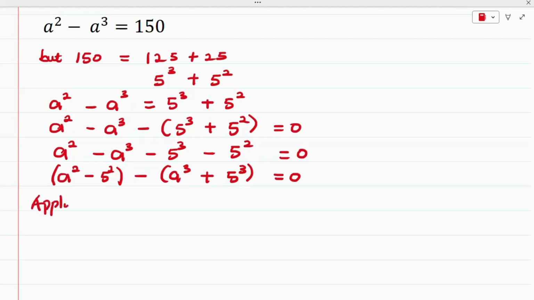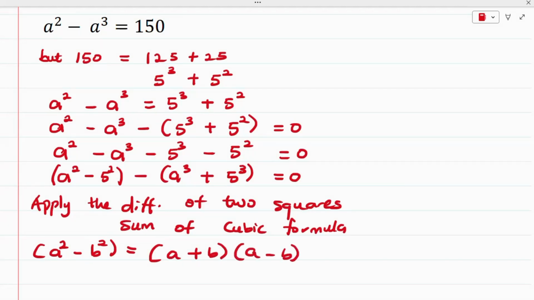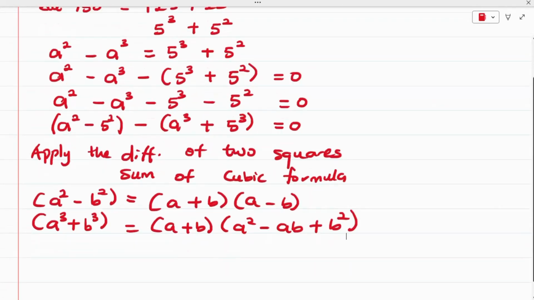So the next thing we want to do is to simply apply the difference of 2 squares and also apply the sum of cubes formula. Alright, so applying this, we have the difference of 2 squares, a square minus b square, is equal to a plus b multiply a minus b, and we have the sum of cubes formula, a raised to the power of 3 plus b raised to the power of 3, is equal to a plus b multiply a square minus ab plus b square. So we want to simply apply this formula to this.